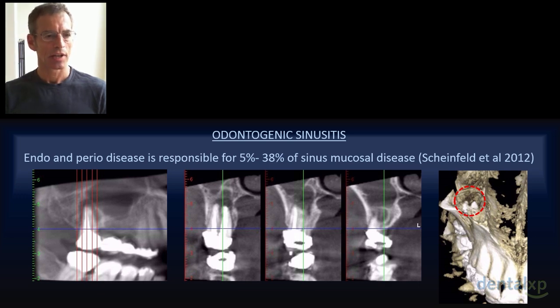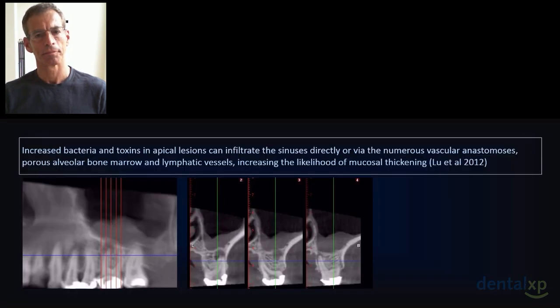Odontogenic sinusitis. Endo and periodontal disease is responsible for 5 to 38% of sinus mucosal disease. Here you see a periapical lesion of number 2 that has broken through the sinus floor and has certainly contributed to this membrane pathology. The increased bacteria and toxins in apical lesions can infiltrate the sinuses directly or via vascular anastomoses, porous alveolar bone marrow, and lymphatic vessels, and this will increase the likelihood of mucosal thickening.